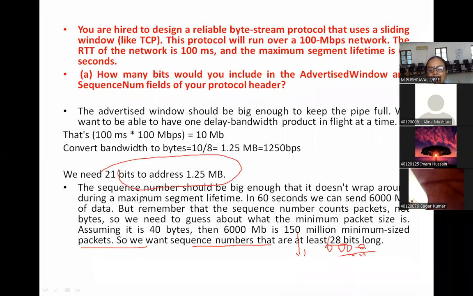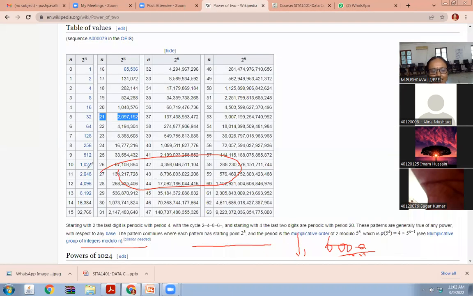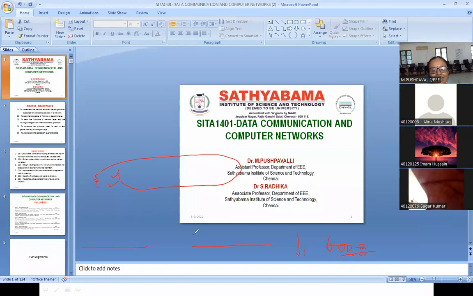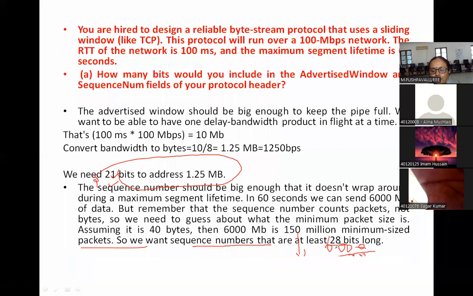Again, you go and check that 150 million in Google. When you see it, it is between 2 power 27, which is 134 million, and 2 power 28, which is 268 million. So definitely my window size will be 27 to 28. So maximum we will say 28. That is the way they were identifying the size of the sequence number.